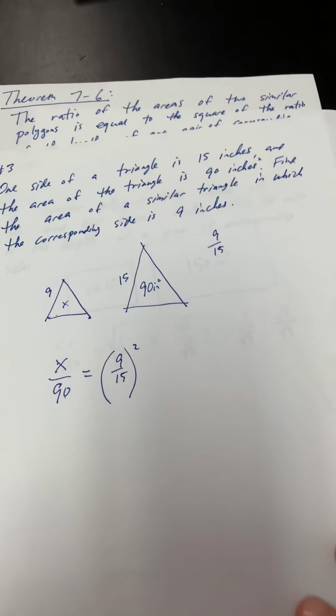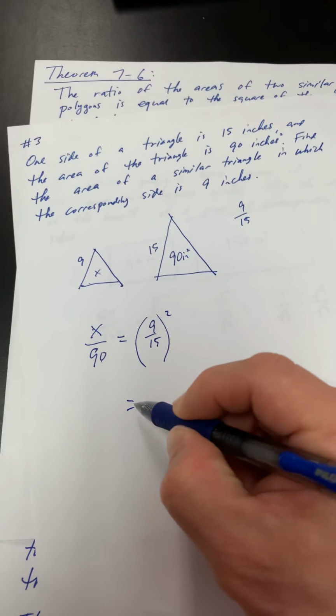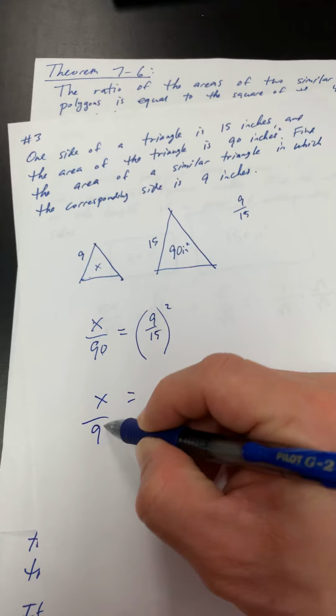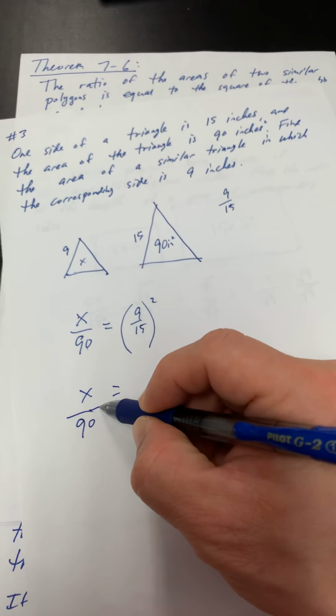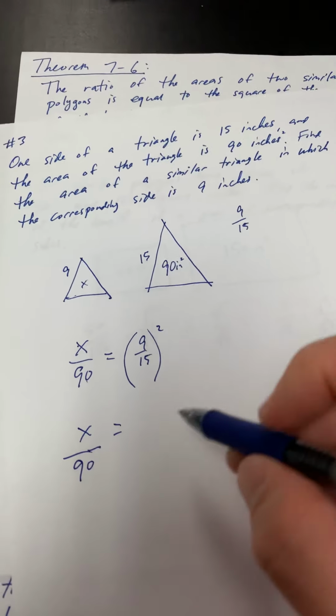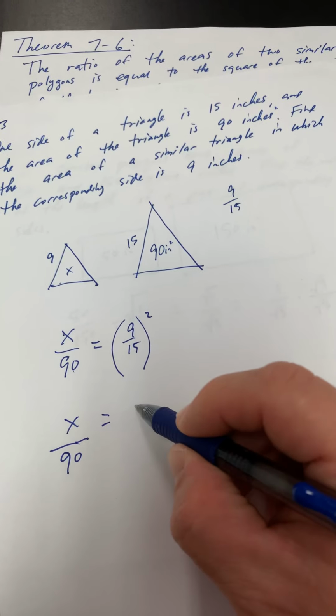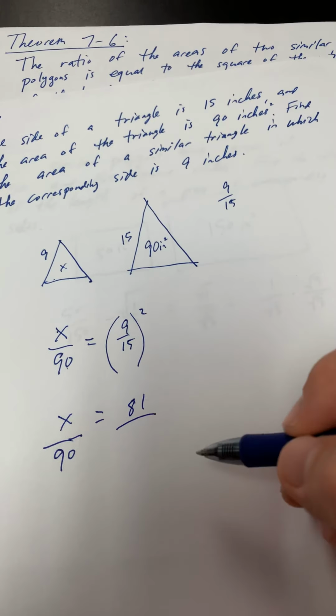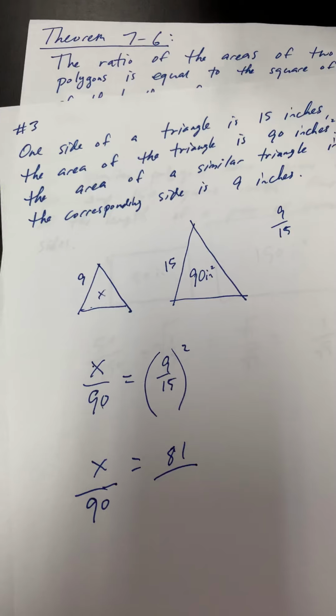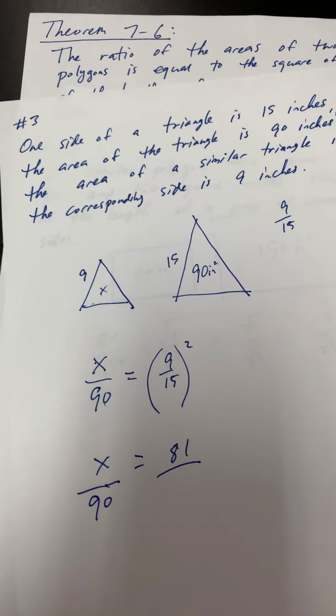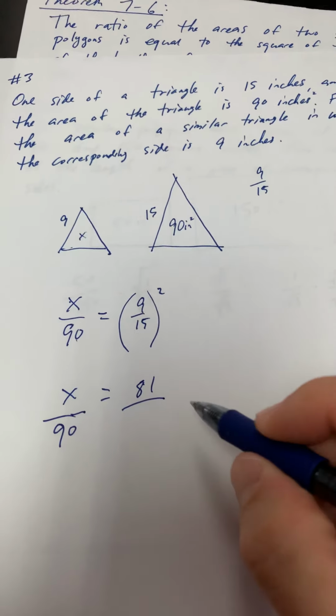All right, so let's go ahead and square it. So we've got x over 90. That's the ratio of the areas. Now 9 times 9 is 81, and then 15 times 15 is 225.